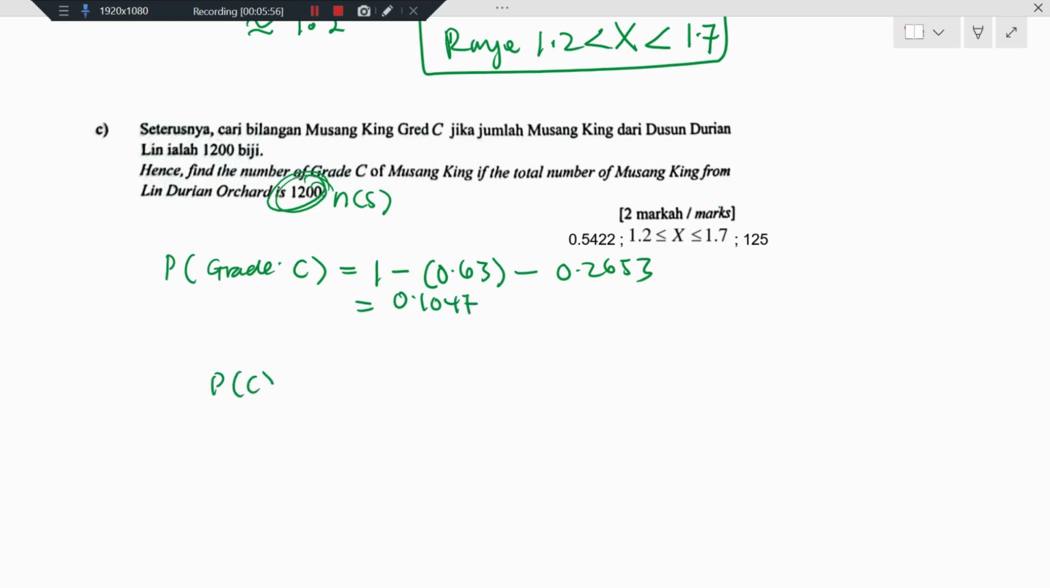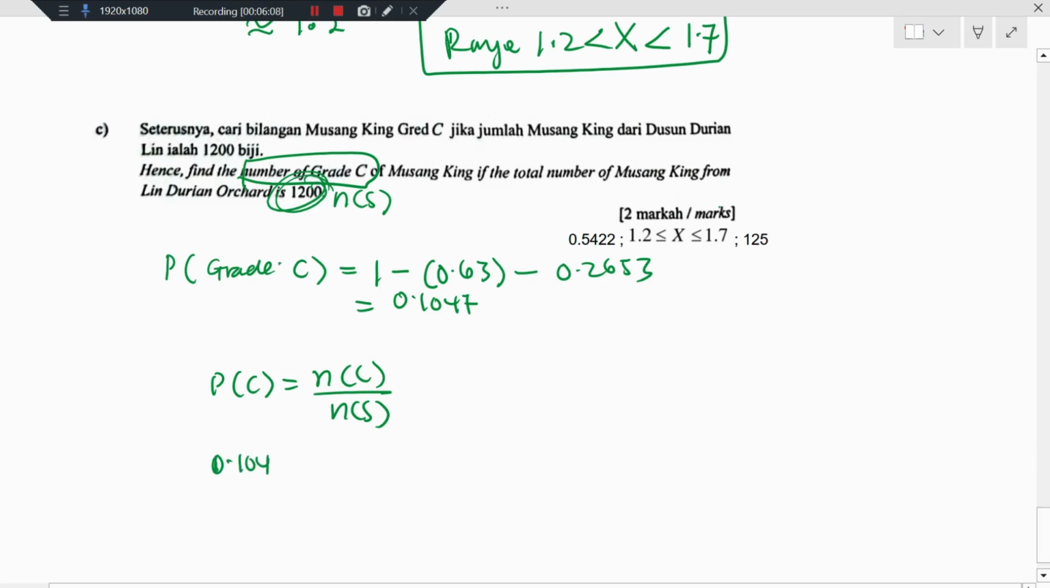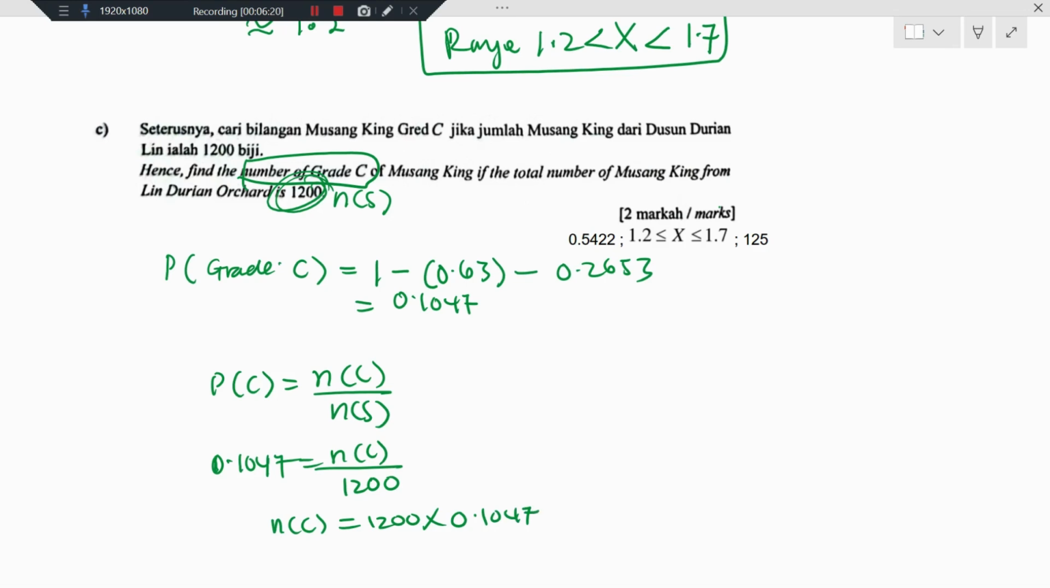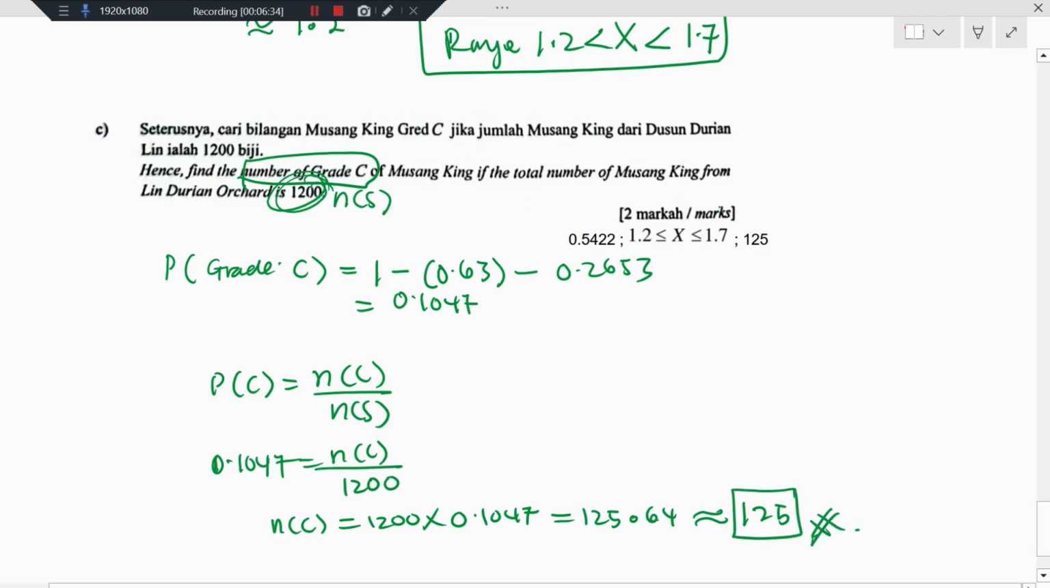So you should be getting 0.1047. Remember, probability of getting C is number of C divided by number of sample space. This is what you learn in your form 2. And they're asking the number of grade C, the NC. So probability of C is 0.1047. NC we don't know. Number of sample space is 1200. So multiply it. 1200 multiply 0.1047. Here I'm getting 125.64. Don't round up, always round down is better. So 125 is your answer. Okay, we stand with our answer. Now let's move on to question number 4.